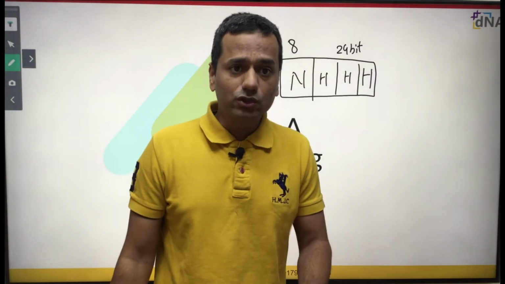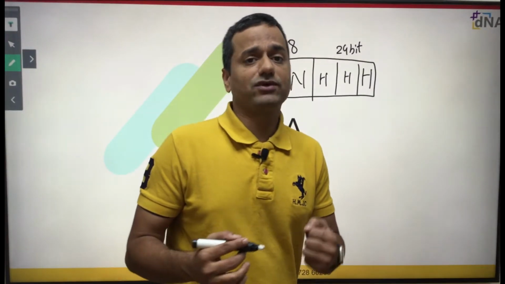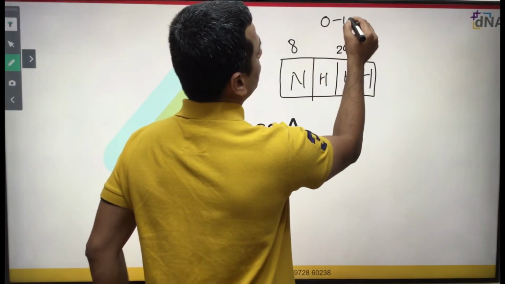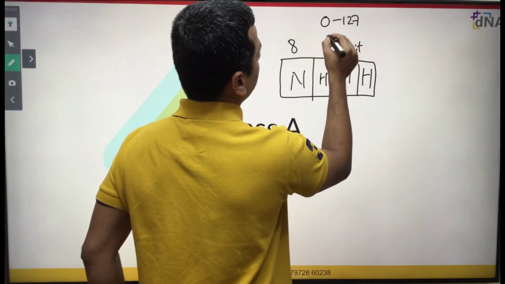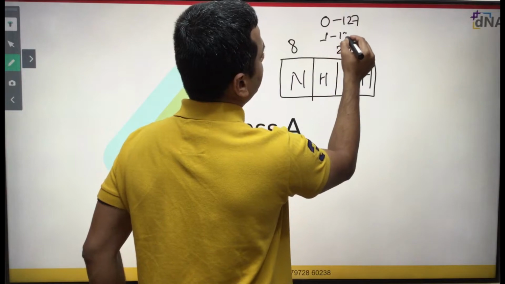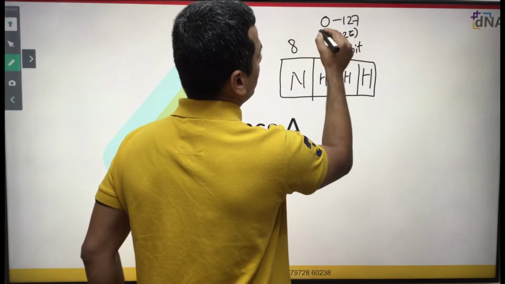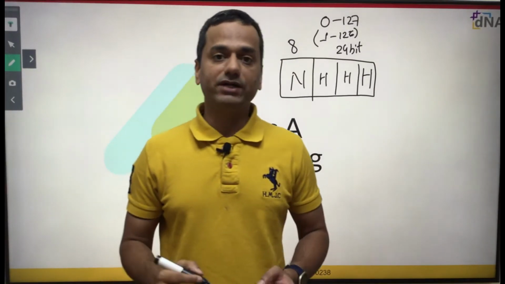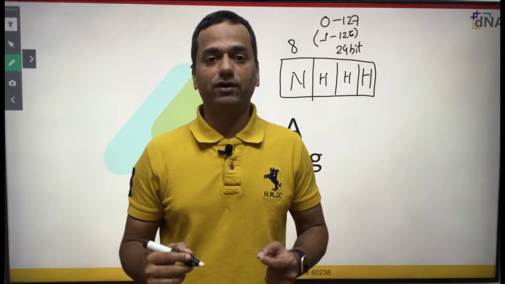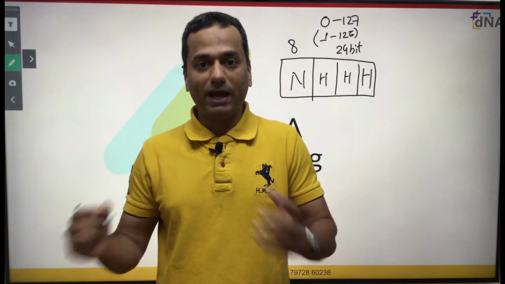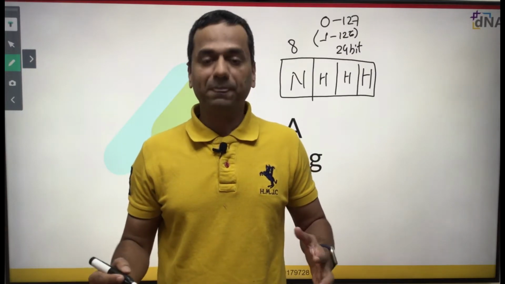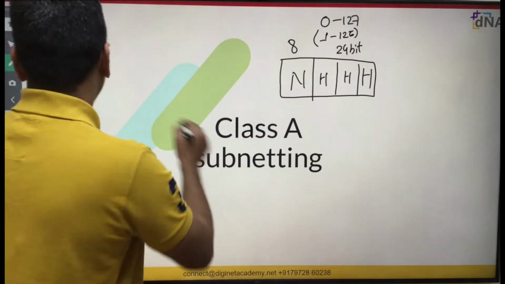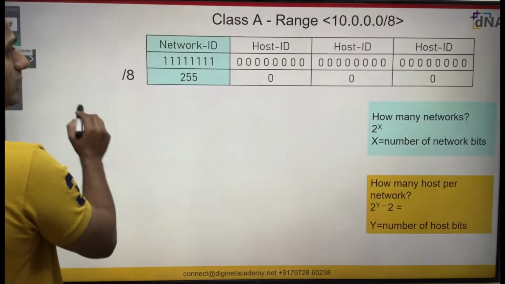Now, what is the range of class A? The class A range starts from 0 to 127, but actually it's 1 to 126. We cannot use 0 as 0 is no value, and 127 is reserved for loopback. Okay, so let's get started with class A subnetting.